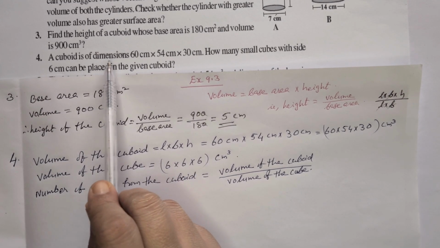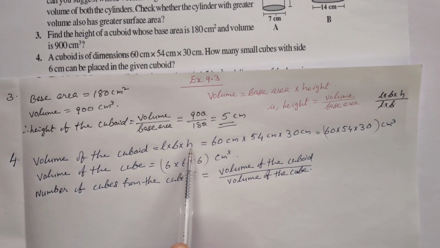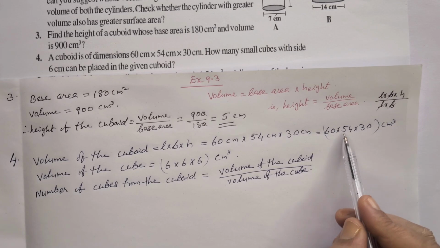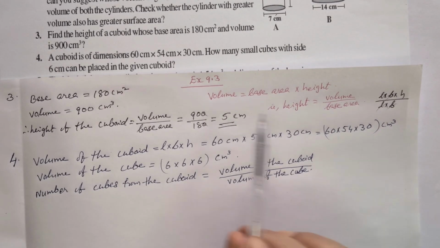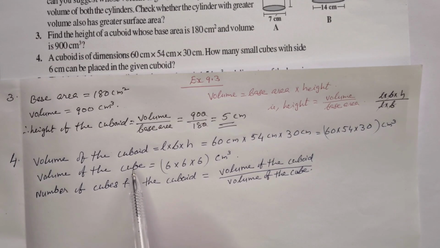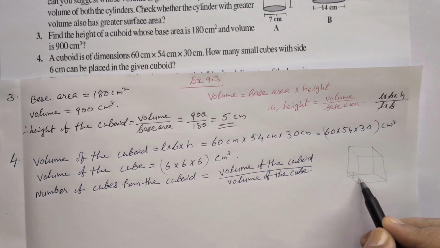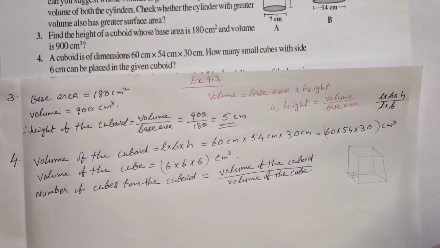So first we have to find the volume of the cuboid. Volume of the cuboid is equal to length into breadth into height. That means 60 into 54 into 30 centimeter cube. Then volume of the cube, that is 6 into 6 into 6, since all sides of a cube are the same. So 6 into 6 into 6 centimeter cube. Now, the number of these small cubes that can be placed inside the cuboid. We are drawing the picture, it's a big cuboid and here we can see how many small cubes we can arrange in this cuboid. That's the question.